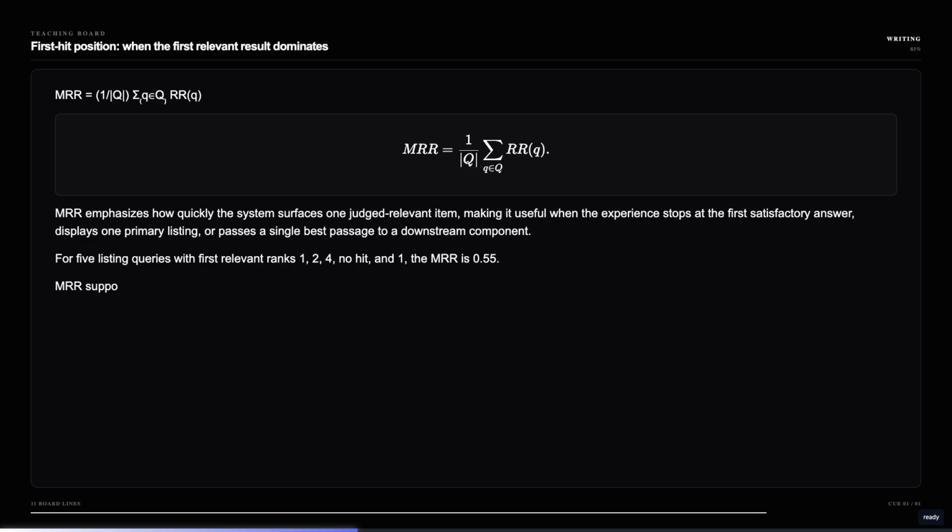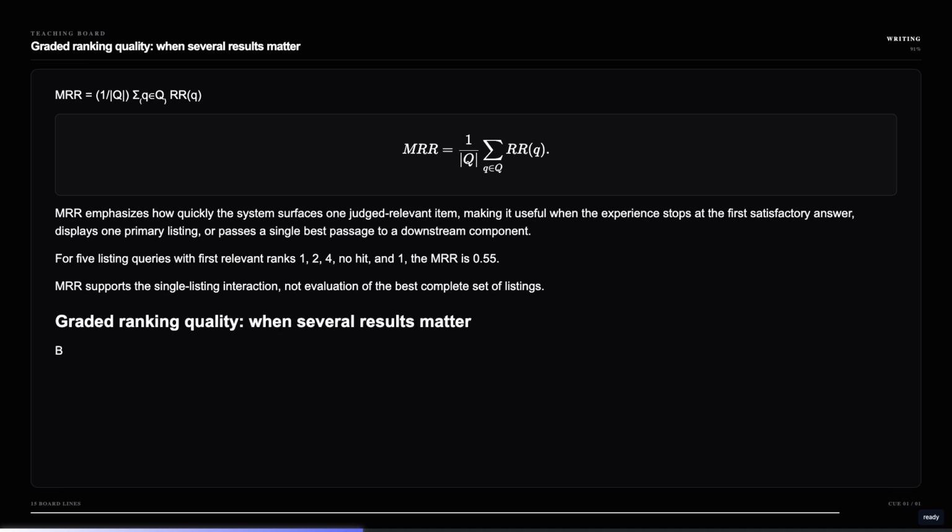In the re-ranker comparison, MRR favors A if it moves the first qualifying listing from rank 4 to rank 1. That is meaningful evidence for the single listing interaction, but it is not evidence that it provides the best complete set of listings. This section focuses on graded ranking quality when several results matter.